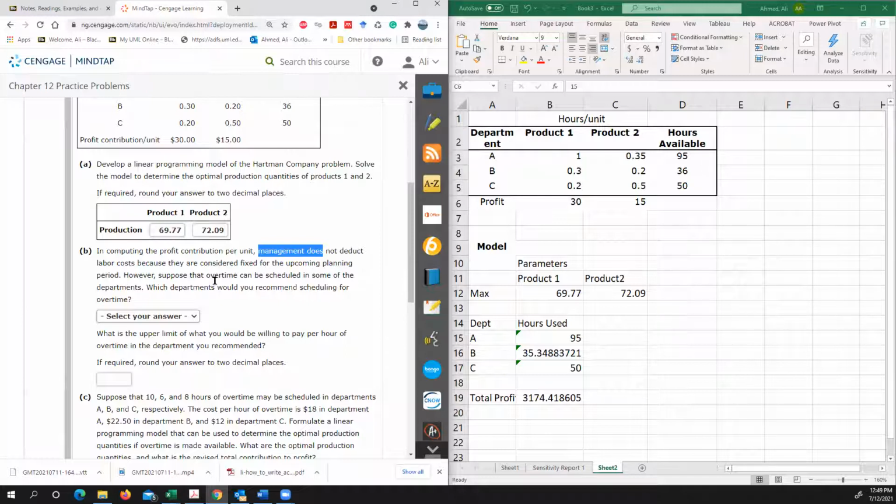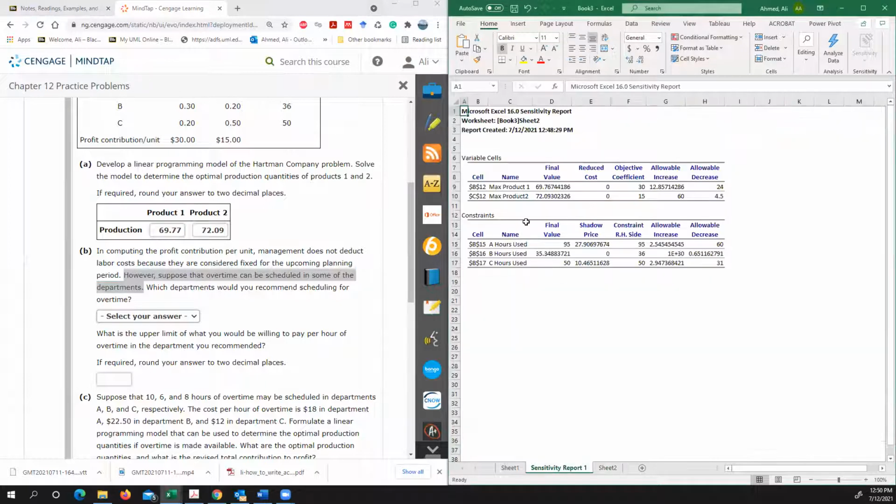However, suppose the overtime can be scheduled, and some of the departments can do overtime. Which department would you recommend scheduling for overtime? All right, to answer such a thing, we have to go into sensitivity analysis, and we have to find the department which has the highest shadow price. So let's go to the sensitivity report.